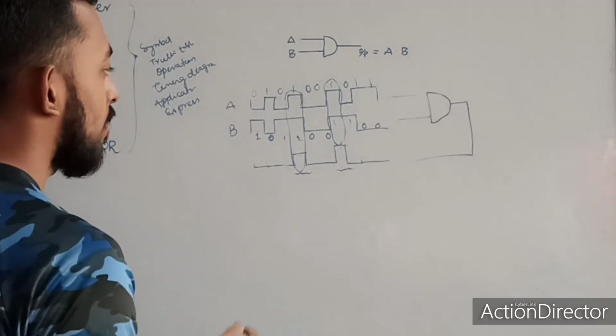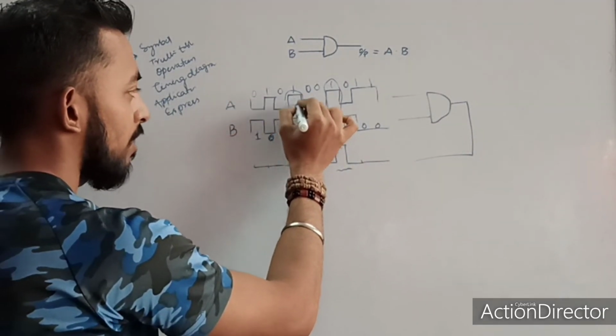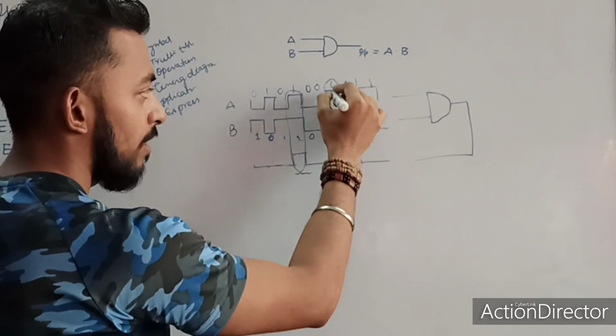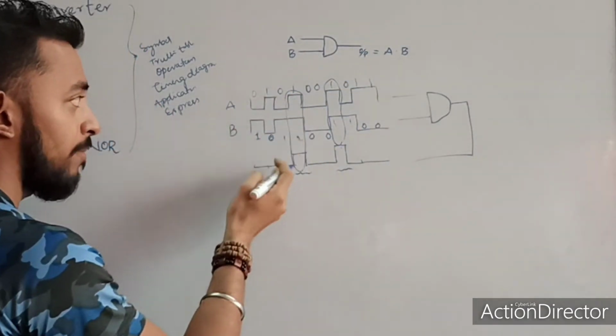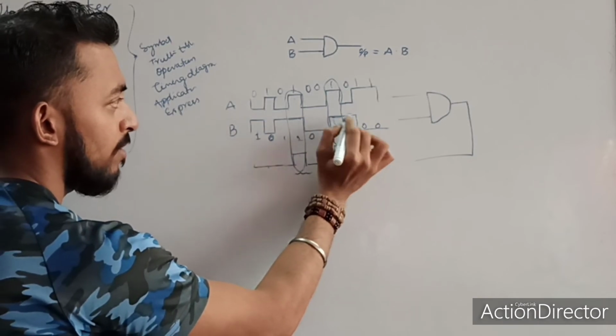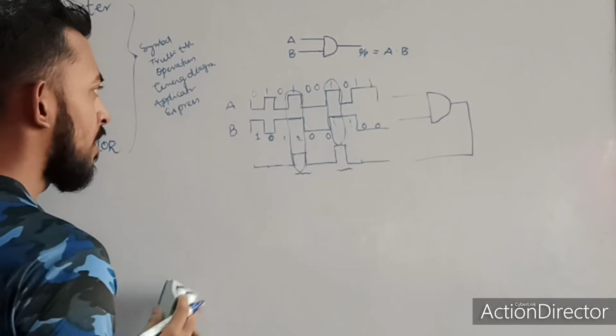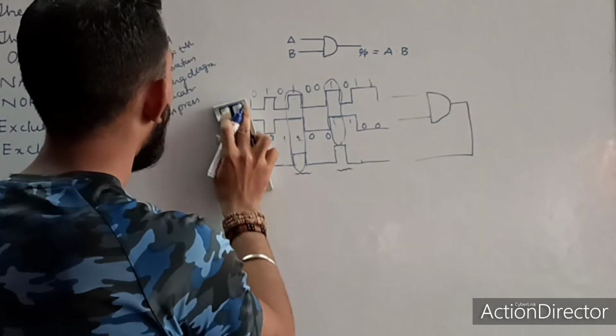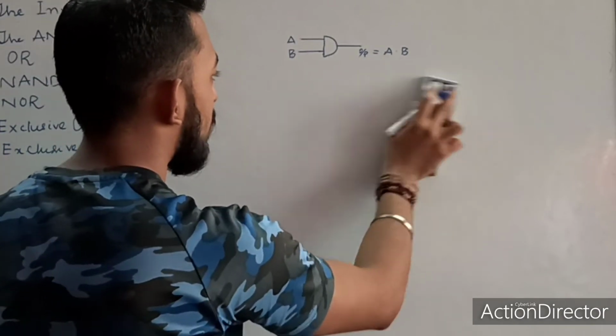And from the time diagram you can say for the 4th bit my output is high, and for the 7th bit my output is high. So from the time diagram you can see this is the 4th bit, this is the 7th bit. Okay. Now let's see one or two applications of this AND gate.